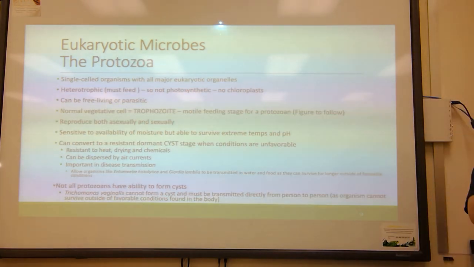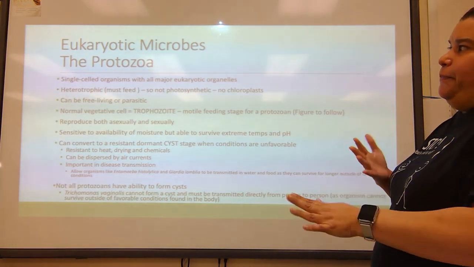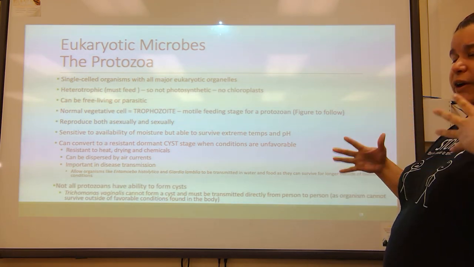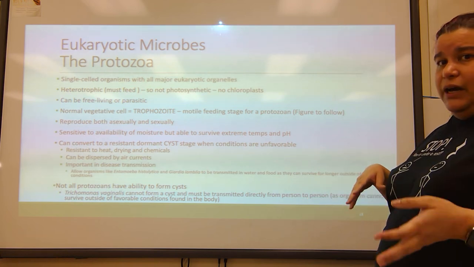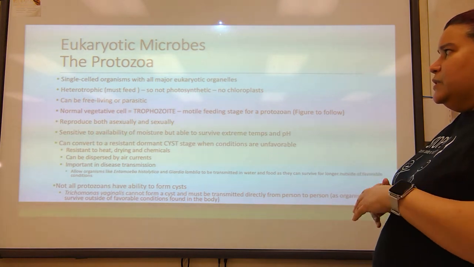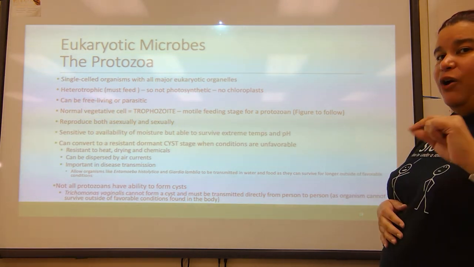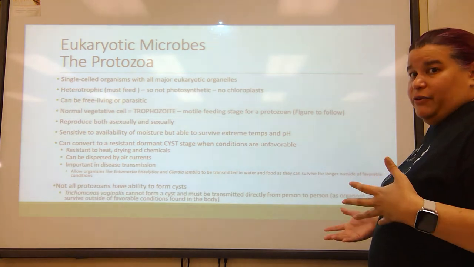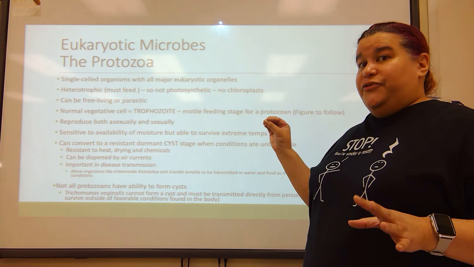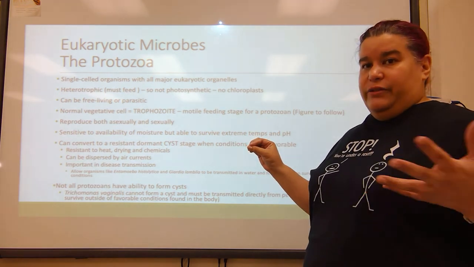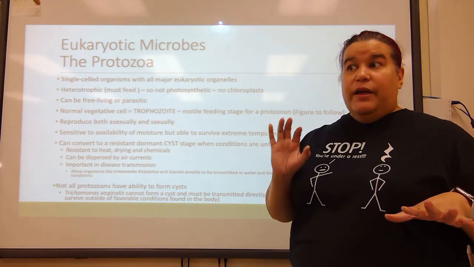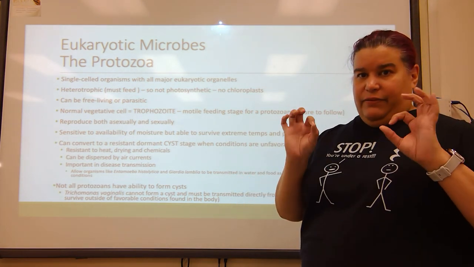Now, switching gears, the protozoans. They are single-celled organisms with all of the major eukaryotic organelles. So nucleus, mitochondria, rough endoplasmic reticulum, smooth endoplasmic reticulum, the Golgi, the ribosomes. But they are heterotrophic. In other words, they're not photosynthetic. They're not going to use light to make their food. They have to feed off of something. They're different. So when you look at any type of protozoa, they're not going to have chloroplasts. They're not going to have any of the little green things.